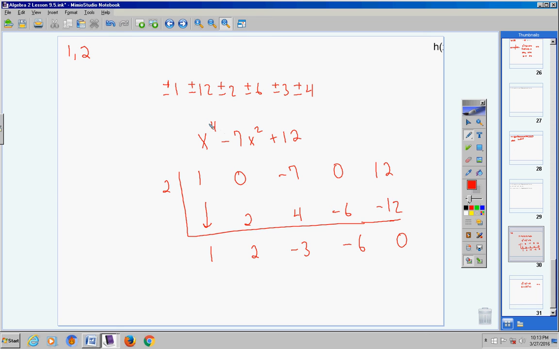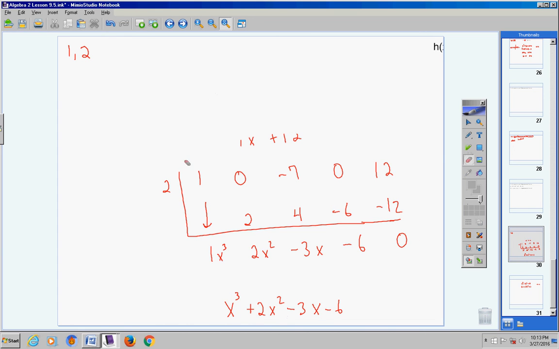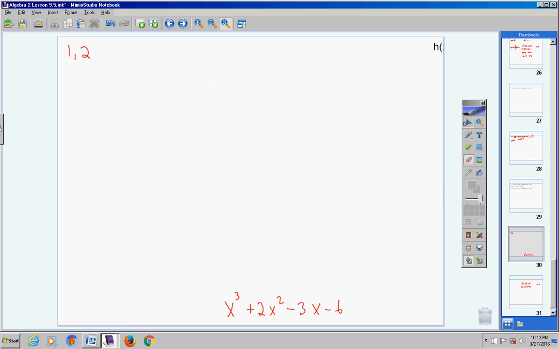I did have a 4th degree, so now I have a 3rd degree. I keep shrinking this thing down, okay? So now I have 1x cubed, positive 2x squared, negative 3x, negative 6, and guess what? This is factorable, so I'm done with this testing 0 stuff, okay? This is factorable. So factor it and get this over with.